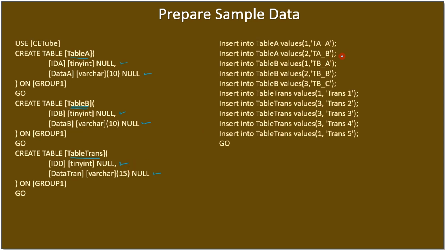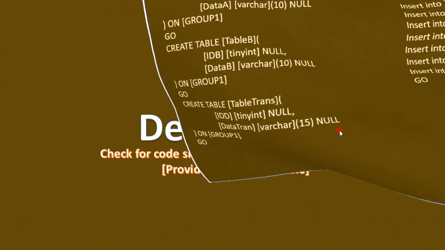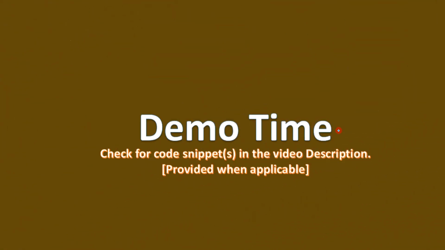Then we will insert some sample data. Here we insert data for first table. Here there are three records for second table, and for third table we create 5 data. Alright, now we will go ahead and prepare these sample tables.